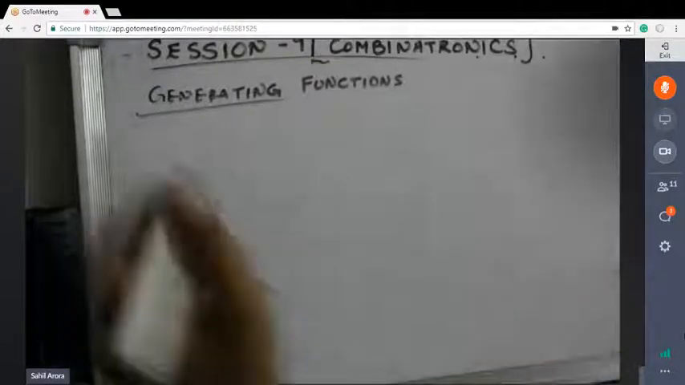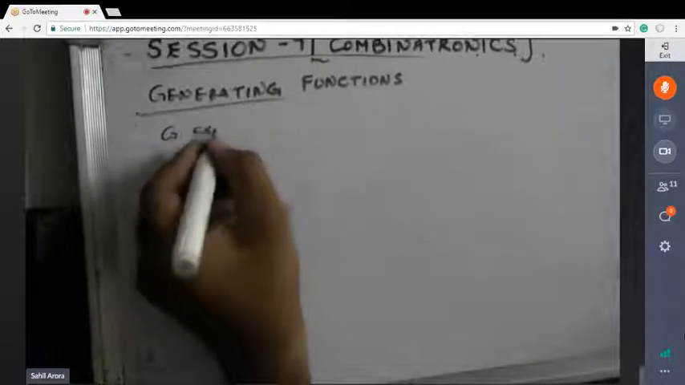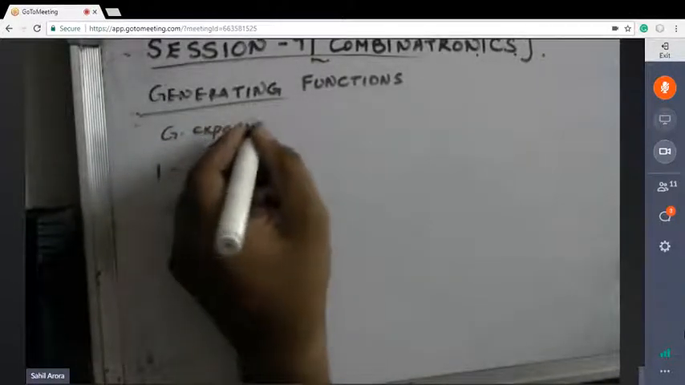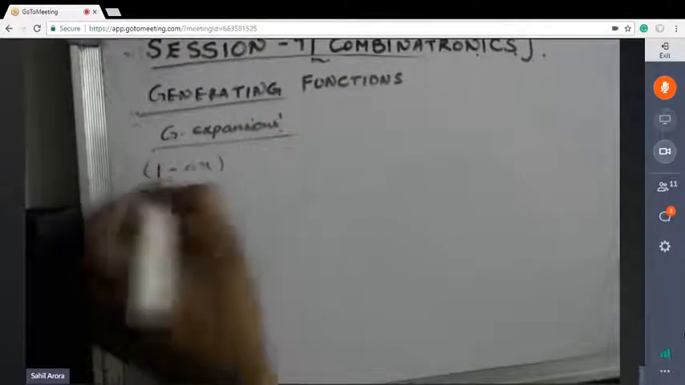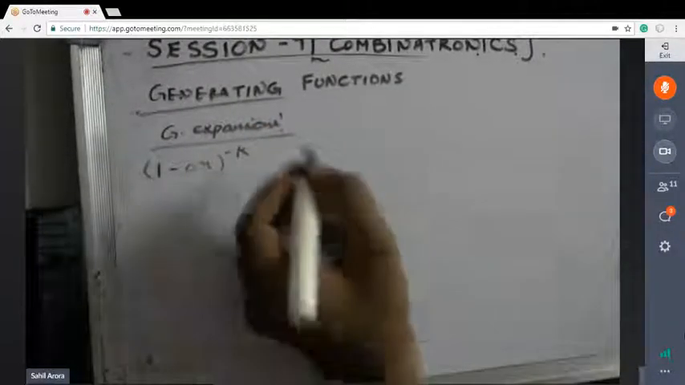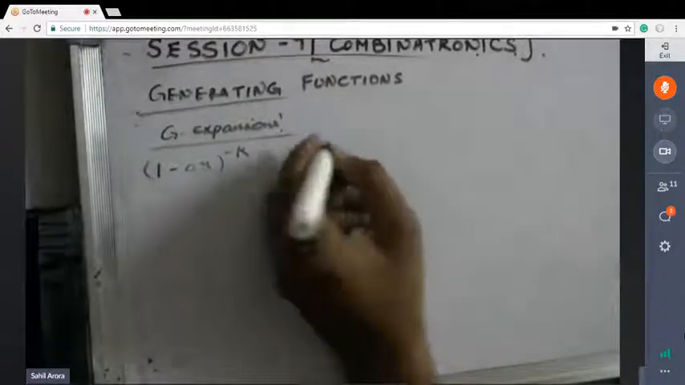So it is a generalized expansion. You will not find it in books, I'm telling you. So the generalized expansion says that (1 minus ax) whole power minus k expansion is actually equal to summation.